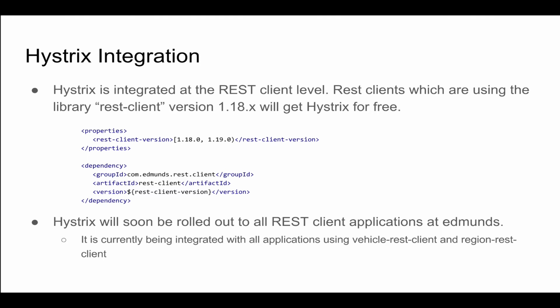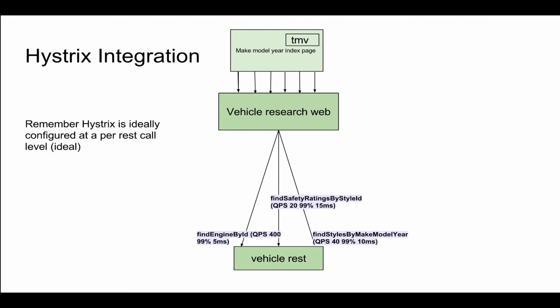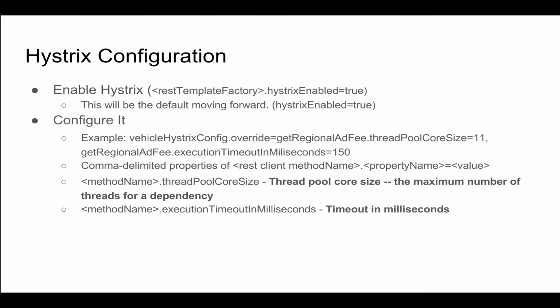Hystrix by default will be turned on for the REST client in this range in the near future. The core Hystrix code lies within the REST client library but is configured for each service client. To enable Hystrix, set the Hystrix enabled flag on the template factory for that service client. Thread pool limit and timeouts can be configured per endpoint as shown.